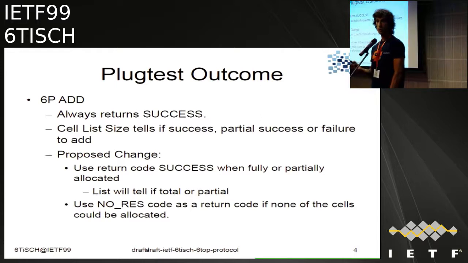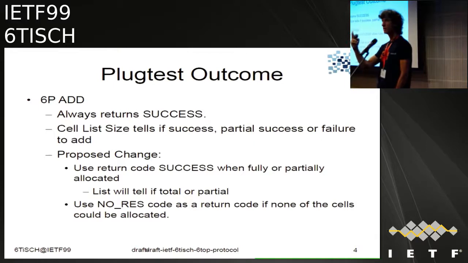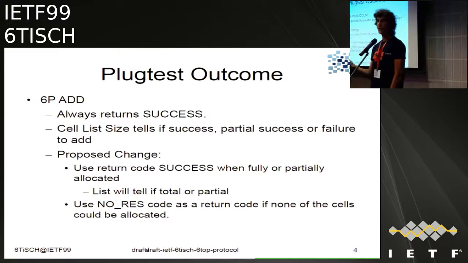And depending on the outcome of the add command, it responds with a list of the cells that have been allocated. For example, if I issue an add and I want two cells and both of them are allocated, the response says success, plus the list of cells that it returns contains these two cells. This is full allocation. If I issue an add, but the receiver cannot allocate both of them, but only one, it returns that cell. So I know it's success, and I allocated only one cell. And if none of them can be allocated, then it returns success. This is the current behavior, but the list is empty.